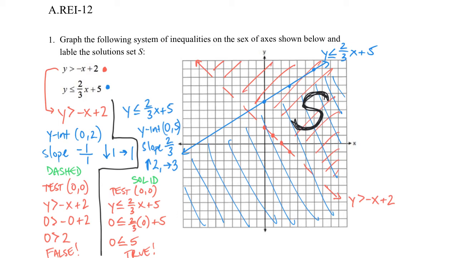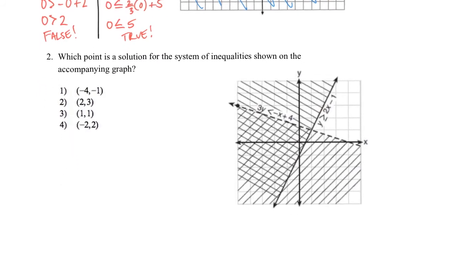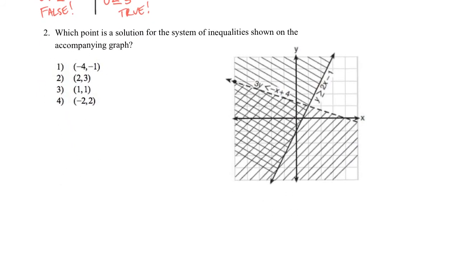Next question. Which point is a solution for the system of inequalities shown on the accompanying graph? All right, let's put these 4 points on the graph. So I'll do this one in red, this one in blue, this one in green, and this one in yellow. All right, here we go. Let's plot (-4, 1).